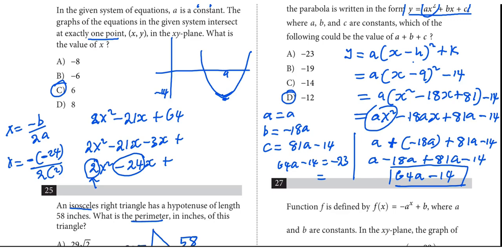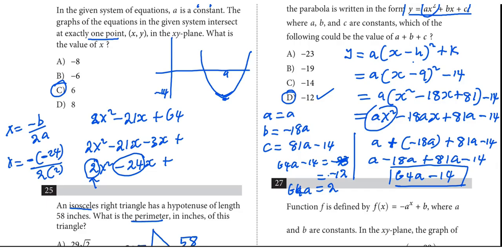So from all of these, the right option that can give us a would be D. If we set this to negative 12, then if we add 14 to both sides, 64a will be equal to 14 minus 12, which is equal to 2. And if we divide both sides by 64, a will be equal to 1 over 32, which is a positive number. So this is the only option where a is positive. That means the sum of a, b, and c will be equal to negative 12.